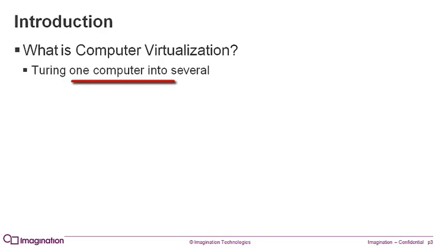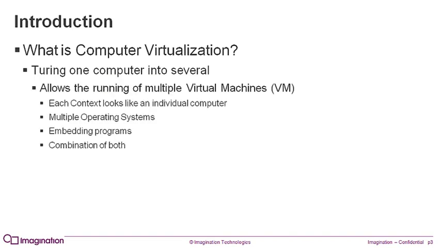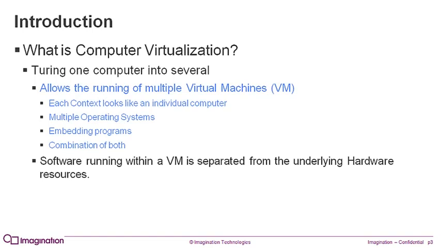Simply put, computer virtualization makes one physical computer look like any number of physical computers. It allows the running of multiple operating systems, multiple embedded programs, or a combination of both. It does this by separating the software running in these virtual machines, or VMs, from the underlying hardware resources.